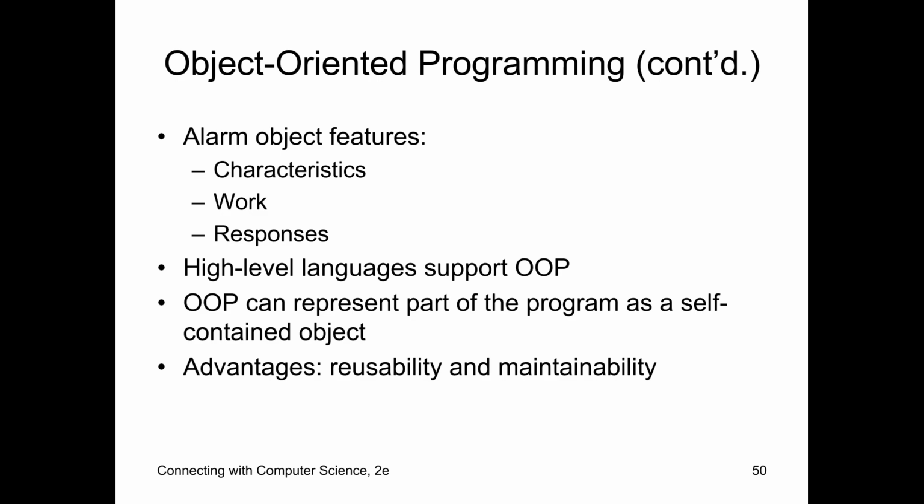The big thing on this is to know that OOP can represent part of a program as a self-contained object. And that is what's important about OOP. This goes back to that huge algorithm that we talked about. Here's the problem that we have. And part of that was breaking those down into subtasks. Each of those subtasks can be represented potentially by an object. And that object can be self-contained. It has all its own properties and methods and events.